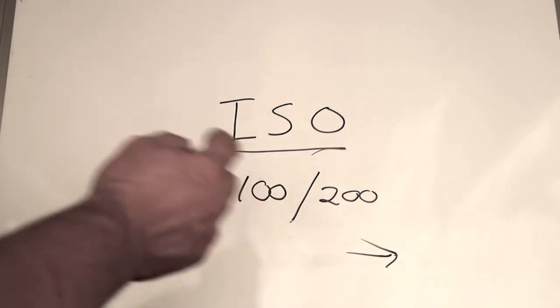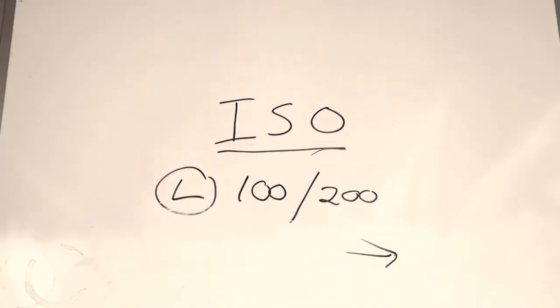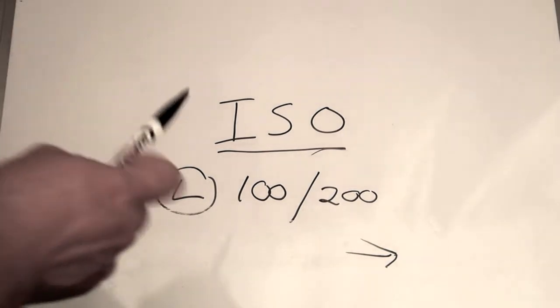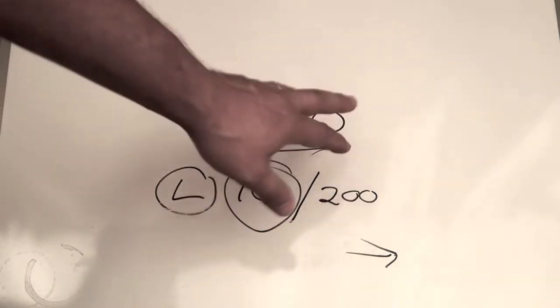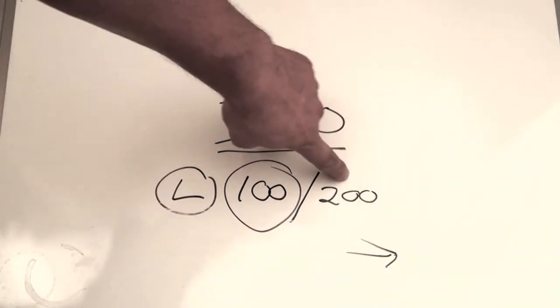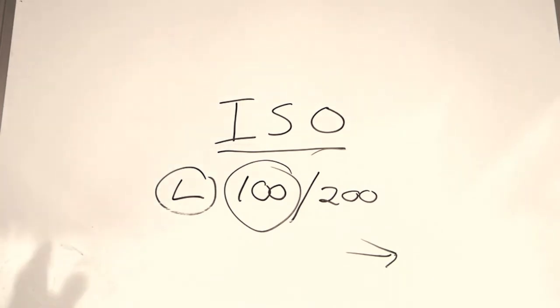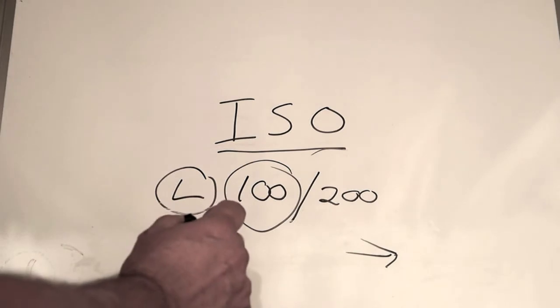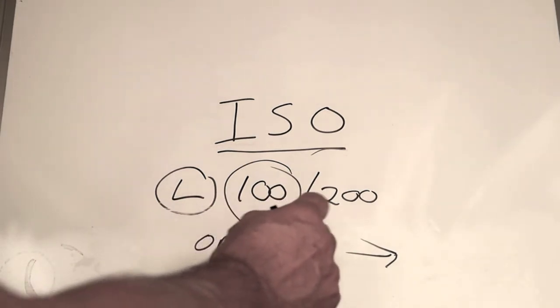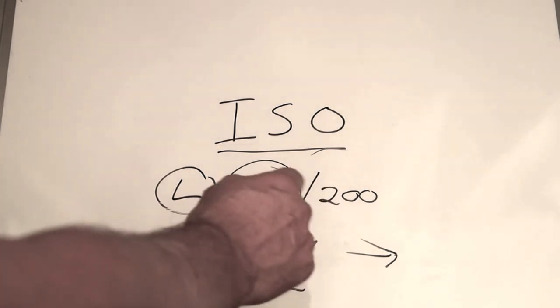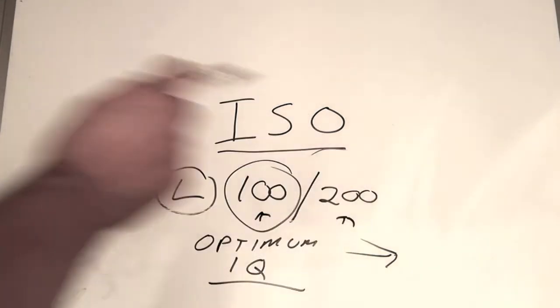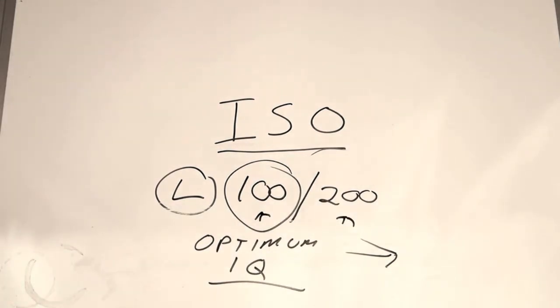So if we want to set our camera up for optimum quality of our images, we want 100 on most of our cameras. Look in the book. You'll find out what the native ISO is. It's usually the lowest regularly picked ISO. You'll see it. So if we want optimum image quality, IQ, we want to go with the native ISO, 100 or 200. Okay, and that's ISO. Pretty straightforward.